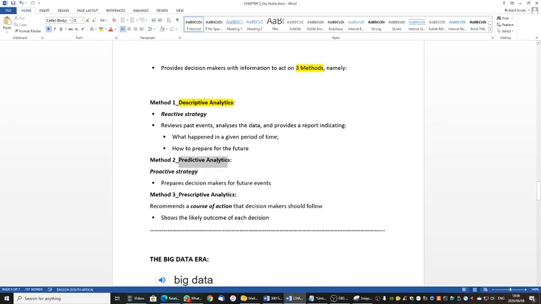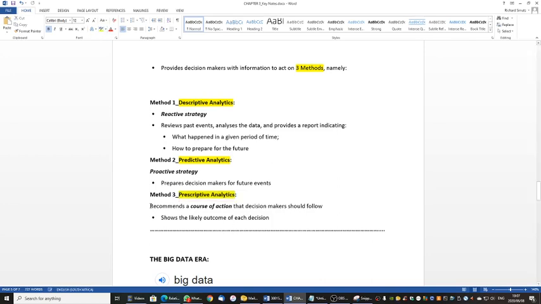Then we have predictive analytics, which prepares only for future events. So where descriptive can look at the past and the present and the future, predictive only looks at future events. Then we have finally prescriptive analytics.